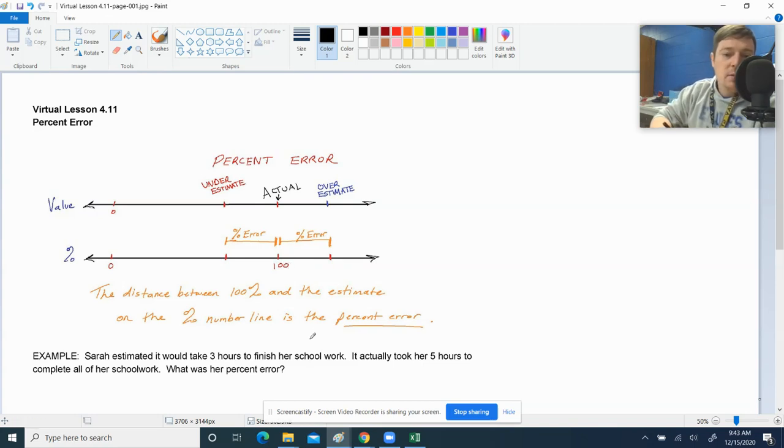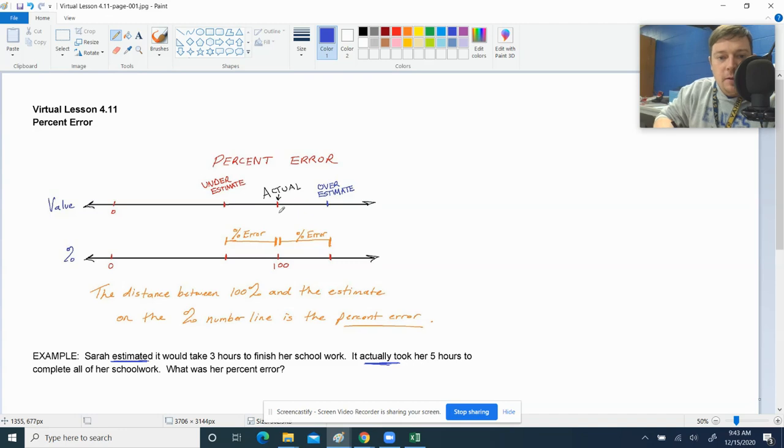As always, let's do this with an example. I think it'll make more sense. So let's do this with the example of Sarah here. It says that Sarah estimated, so that means that she guessed it would take her 3 hours to finish her schoolwork, but it actually took her for real 5 hours to complete all of her schoolwork. So, what was her percent error? What percentage was she off? We can clearly see that she was off 2 hours in value, but we want that in a percentage on the double number line. So let's plug this in.